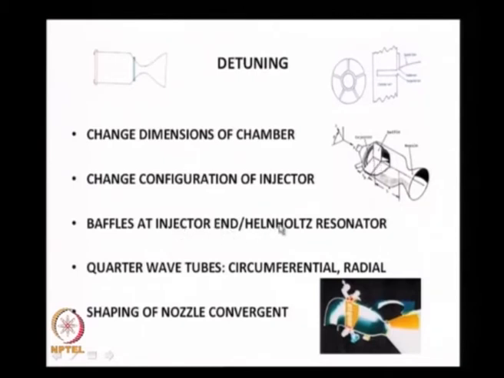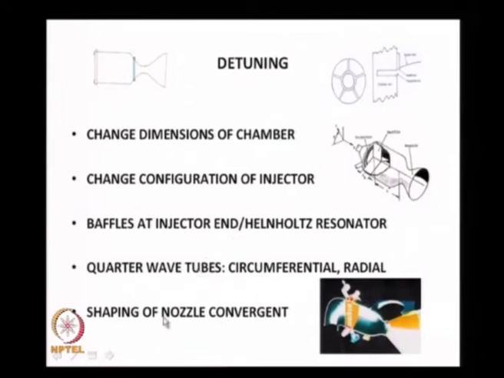I can also put something like a Helmholtz resonator, I put some other resonator here, such that I change the frequency of this, maybe I put a different frequency here, I get a net frequency which is different, or I put something like a tube or an opening over here such that I increase the effective length and change my frequency. These are known as quarter wave tubes.